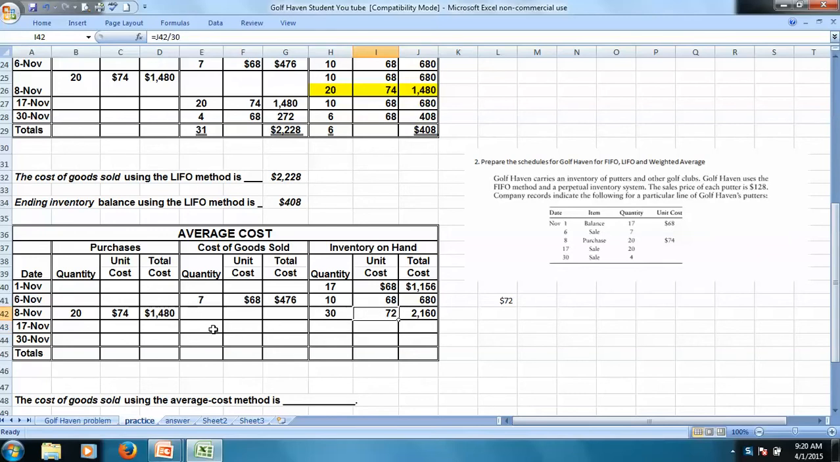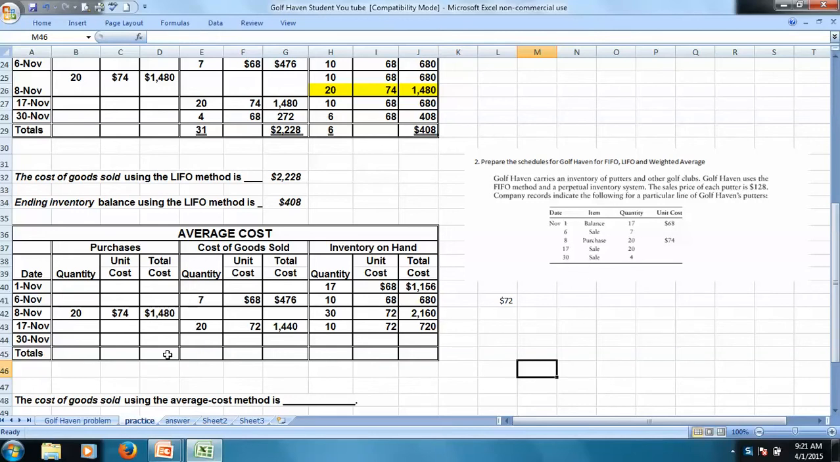So on the 17th, we sold 20 putters, and the weighted average cost was $72 a putter, as we had previously calculated. 20 times 72 gives you a cost assigned to that cost of goods sold of $1,440. We have 10 putters left in our store at a weighted average cost of $72. The value in our inventory at that time is $720.